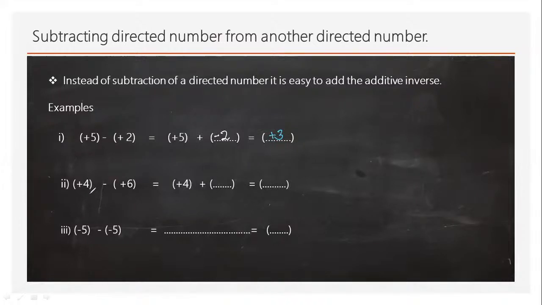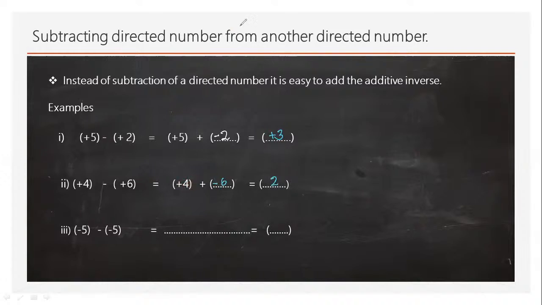Now let's go to the second question. Plus 4 minus plus 6. Plus 4, write the addition sign and write the additive inverse of plus 6, that is minus 6. Right. Now take the difference of these two. From the larger numerical value, subtract the smaller. Then 6 subtract 4. Can you see? 6 subtract 4, that is 2. Then you can write here 2.